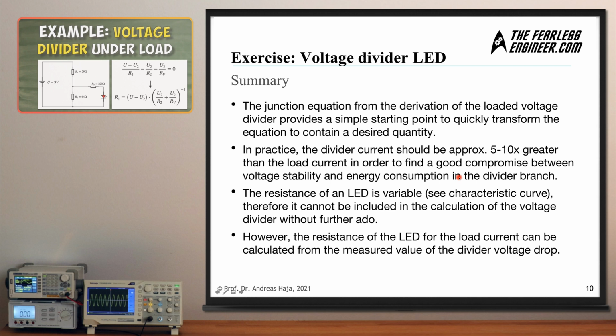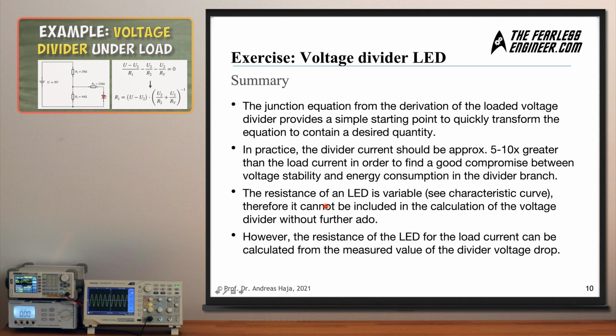And thirdly, the resistance of the LED is of course variable, as we have seen before in the characteristic curve, and therefore we cannot directly include this into the calculation of the voltage divider simply by assuming it as a constant value, such as we did for example for RV, which was 220 ohms. But we have to always consider the actual operating point, which makes it harder to take into account the properties of the LED in a viable manner.